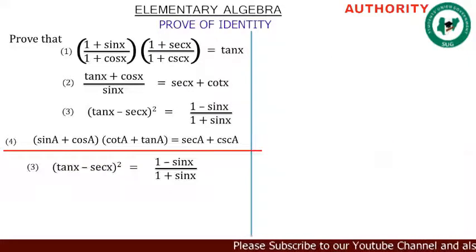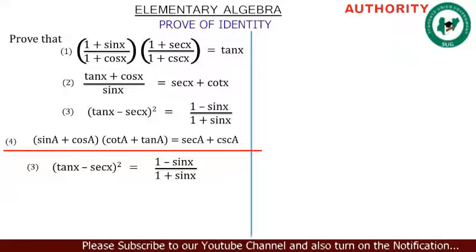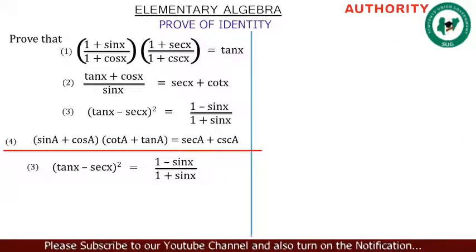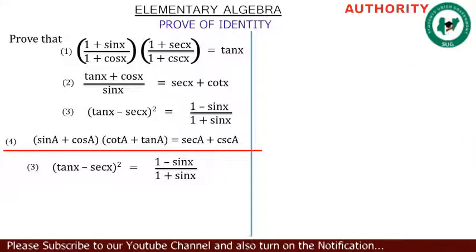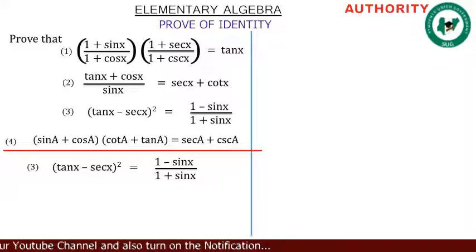Now let's go to number 3. So number 3 we have (tan x minus sec x) squared is equal to 1 minus sine x all over 1 plus sine x. Alright, we say that (tan x minus sec x) squared is equal to 1 minus sine x all over 1 plus sine x.